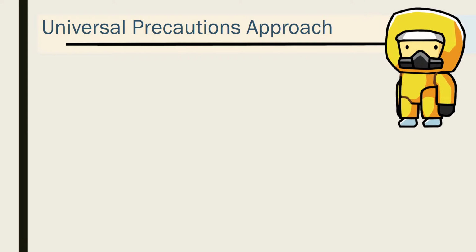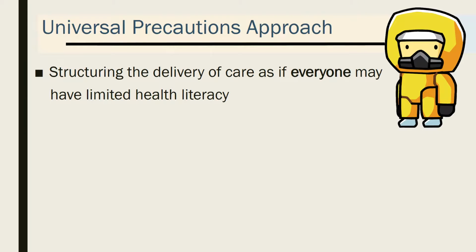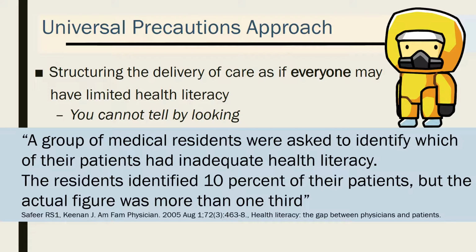The universal precautions approach simply means we should be communicating as clearly as possible with everyone. You can't tell a person's literacy level by looking at them. You just can't. A group of residents were asked to try. They identified 10% of their patients as low health literacy, when really it was over 1/3.